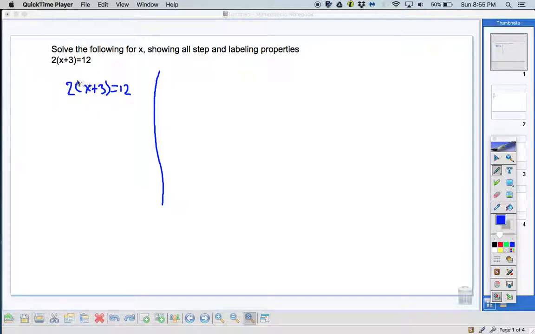First thing we're going to do is distribute. So we're going to write 2x plus 6 is equal to 12. And then here's where we write the reason. So how did we get from this step to this step? We use what's called the distributive property. So over here we're going to write distributive property. And that's more or less how this is going to go.